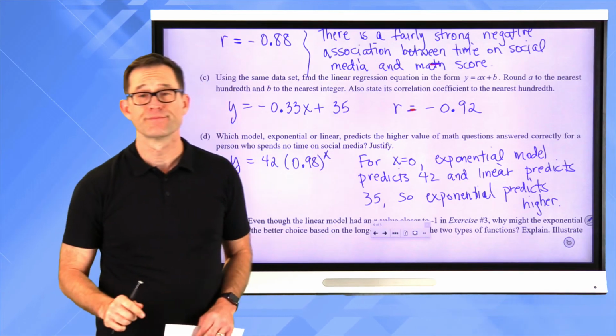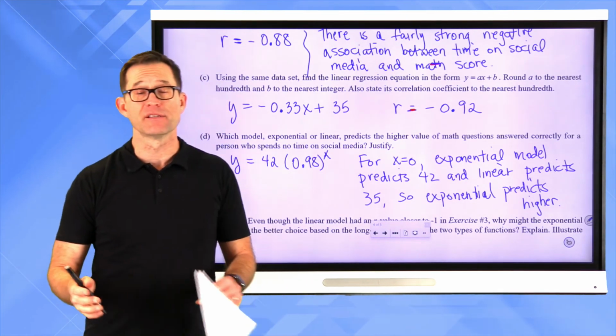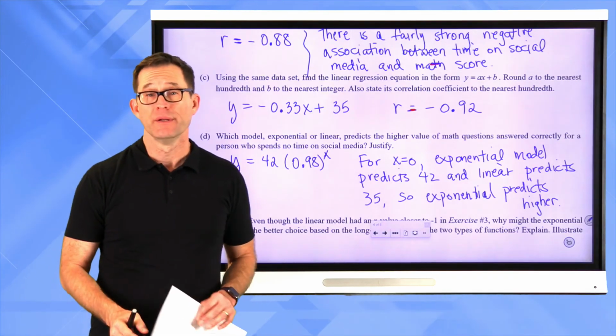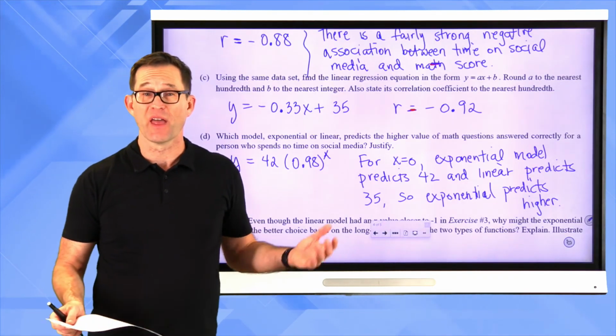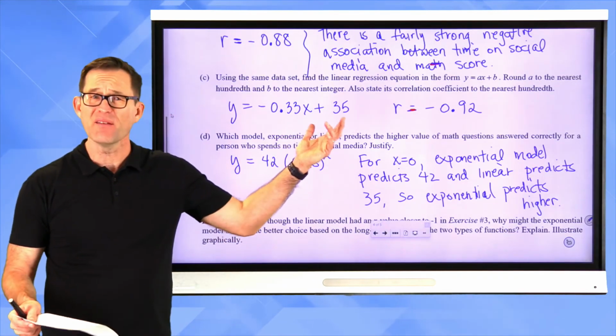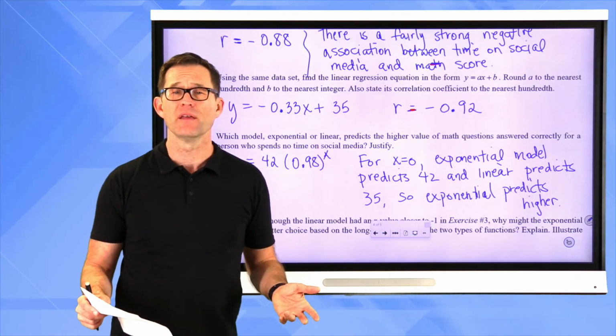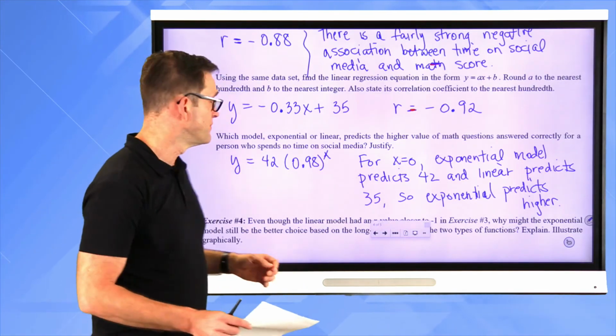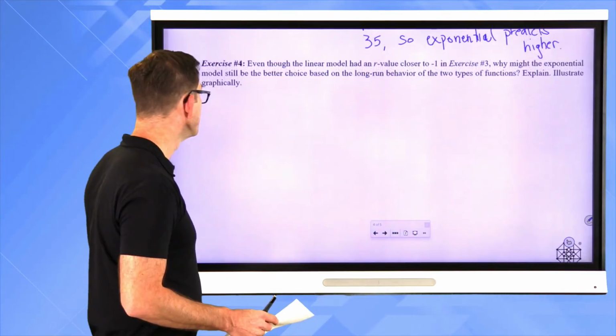All right. Now, that doesn't mean it's a better model or a worse model. It just simply says that the exponential is going to predict 7 more questions correct out of 50 than the linear model does.